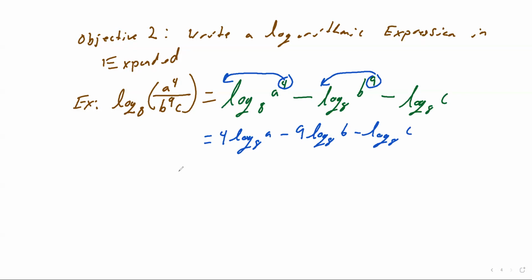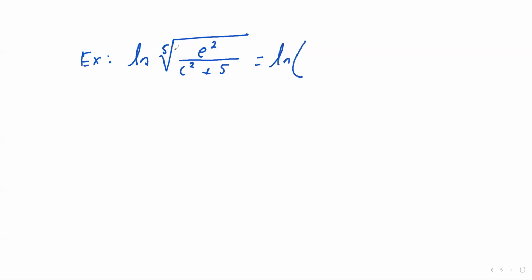Let's see what's another good one. Oh, here's a good one. Let's look at this example. Let's look at the natural log of the 5th root of E squared over C squared plus 5. All right, for starters, remember that a radical can turn into a rational exponent. So I'm going to rewrite this as E squared over C squared plus 5, all raised to the 1/5.